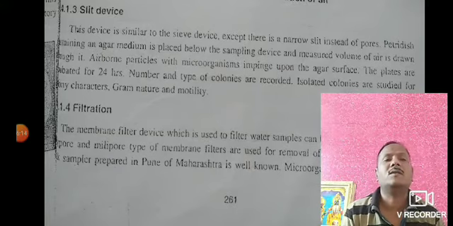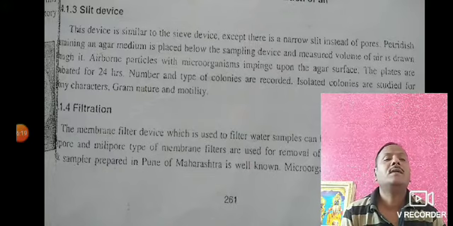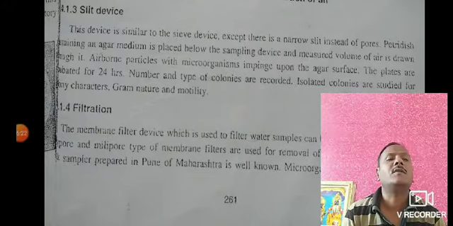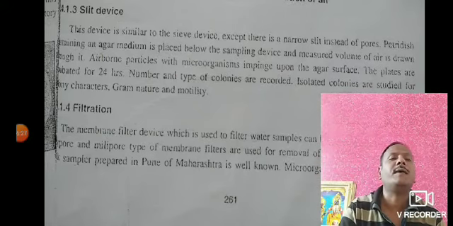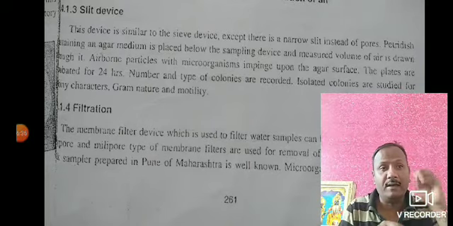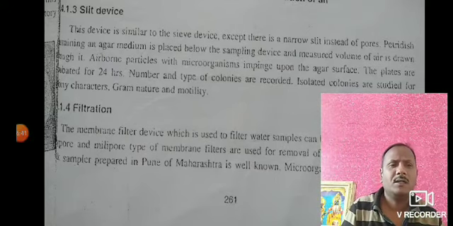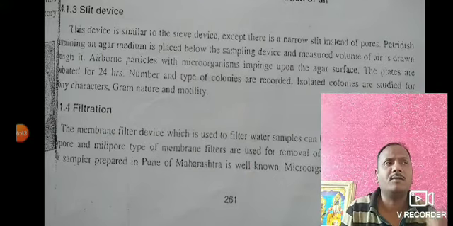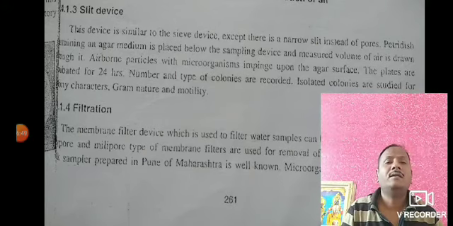The slit method is also a device similar to the Sieve method, except there is a narrow slit instead of pores, and a petri dish containing agar medium is placed below the sampling device and a major volume of air is drawn. It means that in this case we can draw in a major amount of air by an air compressor or by a specific methodology.